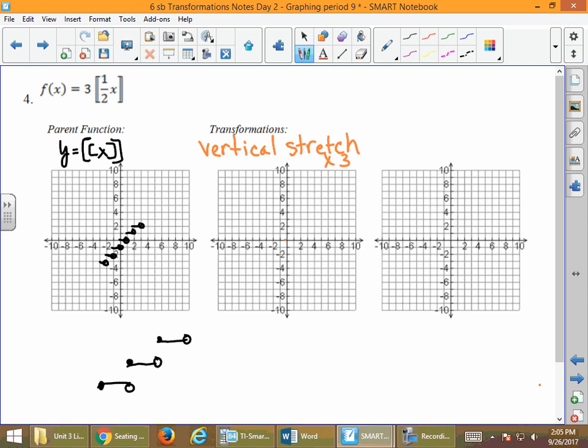The first step isn't going to change. It's still going to be on the x-axis, and that's supposed to be an open circle there. But instead of going up 1 space now, we're going to go up 1 times 3. So our next step is going to be up here at 3. And instead of going up 2 spaces, we're going to go up 2 times 3 because of that vertical stretch. So it's going to be 2, 6 is where we're going to start our step.